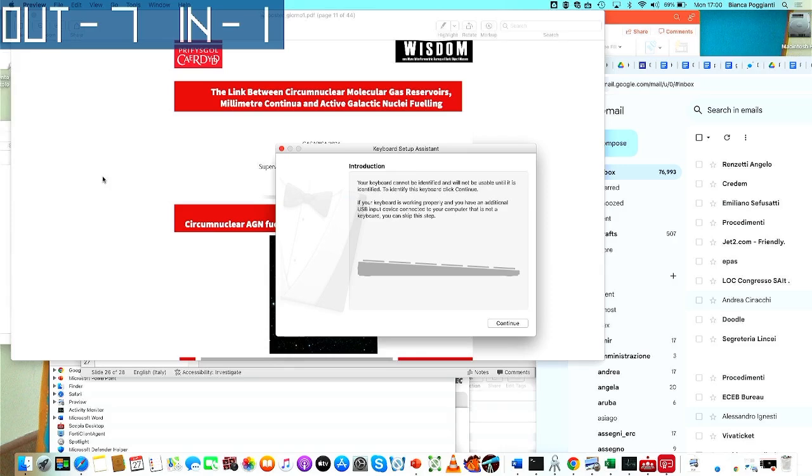Finally, we studied the nuclear millimeter luminosity in our sample.